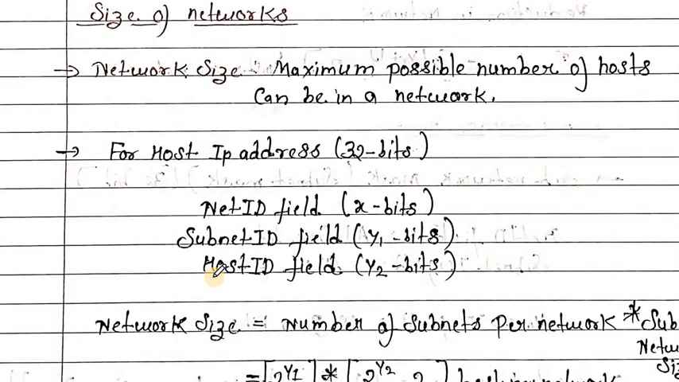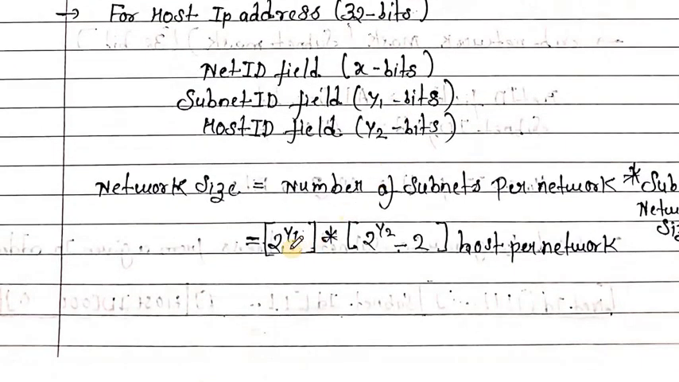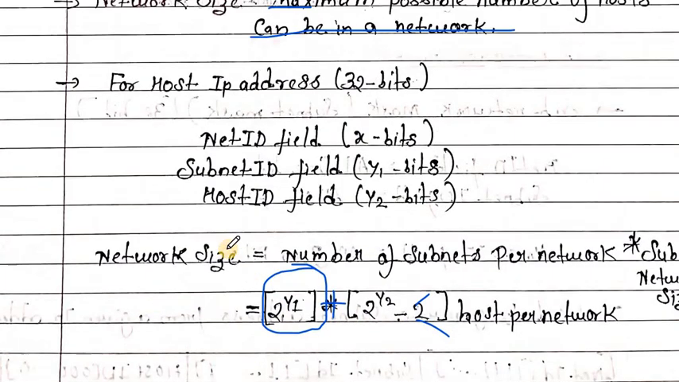Now the size of the network is the maximum possible number of hosts in any network. There are 2 to the power Y1 subnetworks, multiplied by the number of hosts per subnetwork. Per subnetwork, how many hosts? 2 to the power Y2 minus 2, after removing the starting and ending IP addresses. So this is the formula for network size.